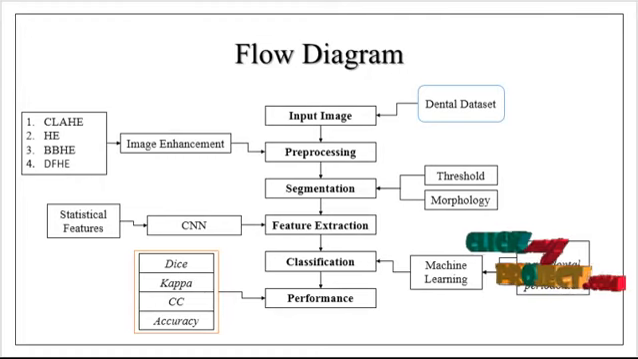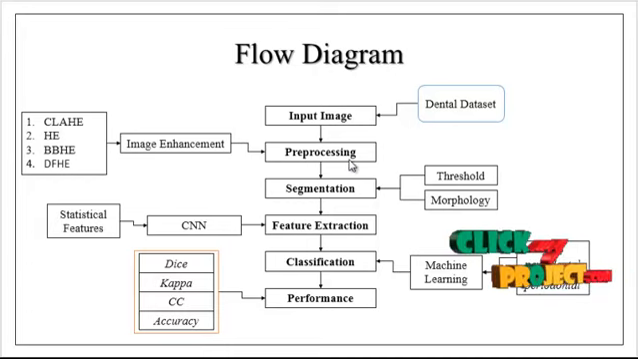Now we are going to discuss the flow diagram of the process. This is the overall working flow present in this project. The modules are input image, pre-processing, segmentation, feature extraction, classification and finally performance estimation. These are the modules we have done in this project. At first, the input image is taken from the dental dataset. The dental dataset has X-ray images of the teeth, which include both normal as well as abnormal images. After taking any one image from the dataset, we move to the pre-processing.